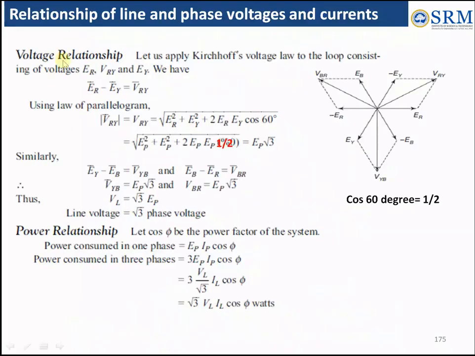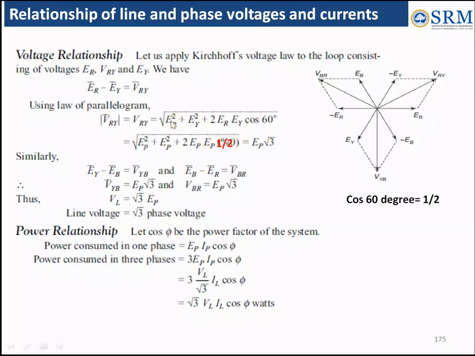Now we need to analyze the voltage relationship. For that, apply Kirchhoff's voltage law to the loop consisting of EY, ER and VRY. So we have ER minus EY equal to VRY. Using the parallelogram law, we take the modulus of VRY equal to the root of ER square plus EY square plus 2 ER EY cos of the angle between ER and EY. That is, here the total 360 degrees is divided by 6, so 60 degrees. Cos 60 is what? It is 1 by 2.